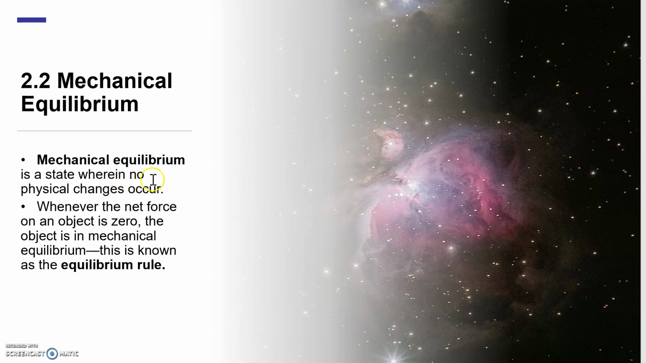Mechanical equilibrium is a state where no physical change in position occurs. Whenever the net force on an object is 0, the object is in mechanical equilibrium. This is known as the equilibrium rule. I'm going to jump forward a little bit.